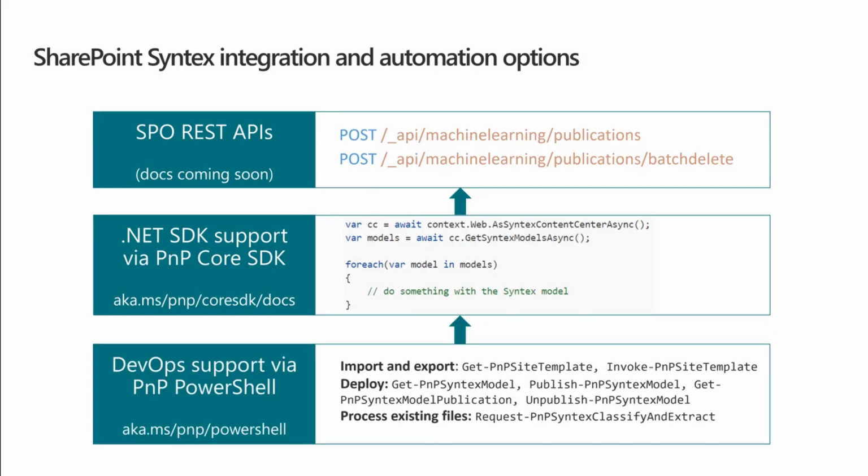And then what I will show in a demo today is more focused on PnP PowerShell, the DevOps scenario. What if I'm an admin in an organization? I have some models that are prepped by folks in my organization, and I want to roll them out across thousands of sites, 10,000 of libraries. How do I do that? How can I automate things? That's been shown in this demo.